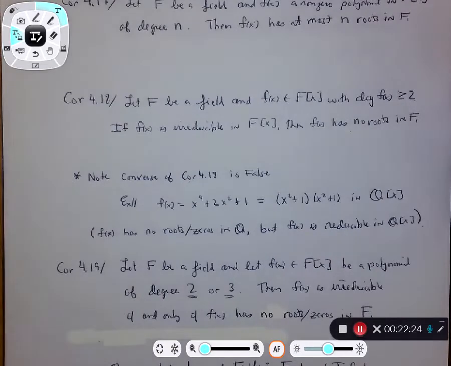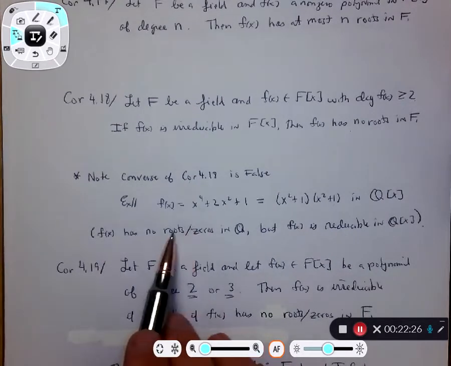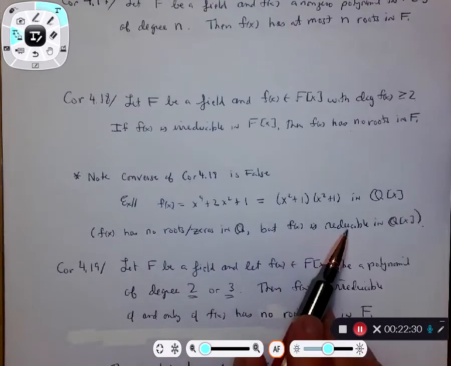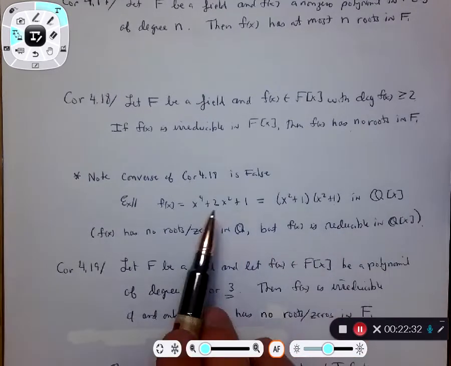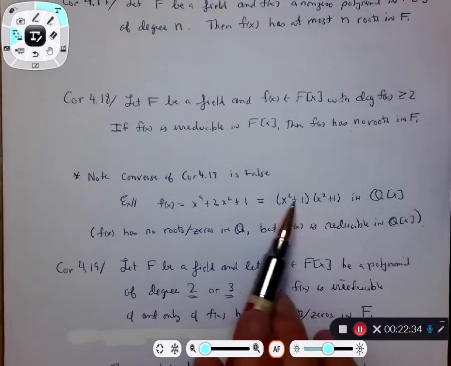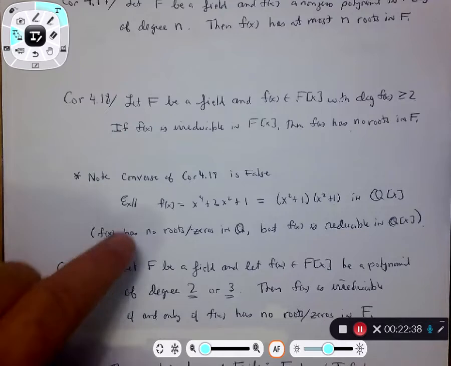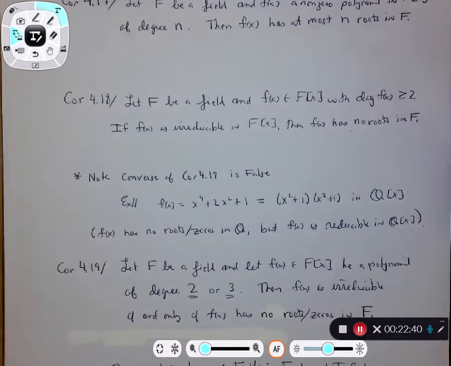And notice that, again, f of x in our example has no roots or zeros in the rationals. But f of x is reducible in Q adjoined x because we could factor it, even though it has no roots. Again, the trick on that one is that degree 4 or more is going to give you the problem.